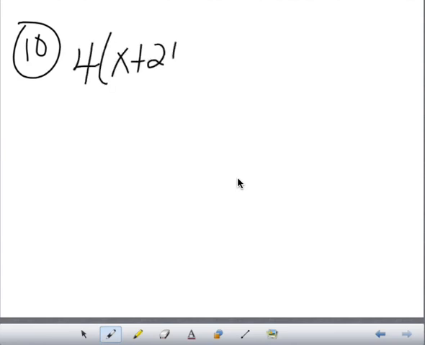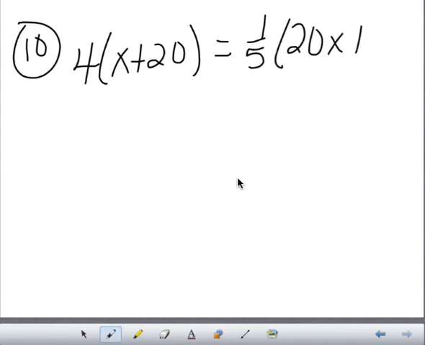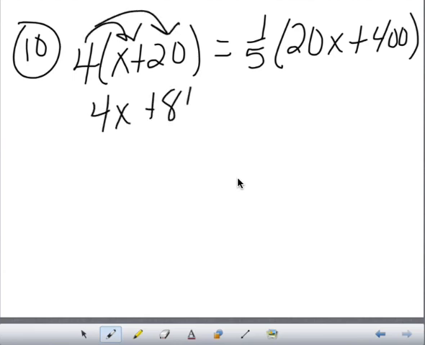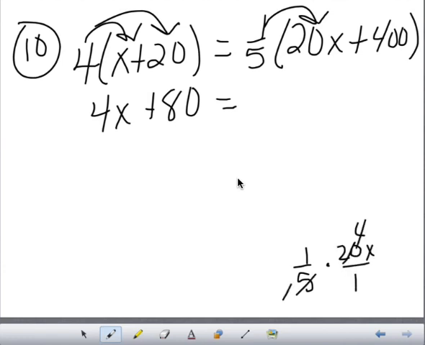All right, look at number 10. Same thing here. I've got 4 times x plus 20 equals 1/5 times 20x plus 400. Doing my distributive property, I've got 40x plus 80. Doing my distributive property, 1/5 times 20x, those cancel out, so I'm just left with 4x plus 1/5 times 400. Again, I'm just going to cancel out.